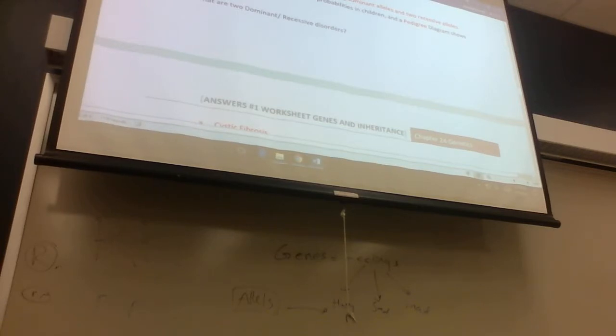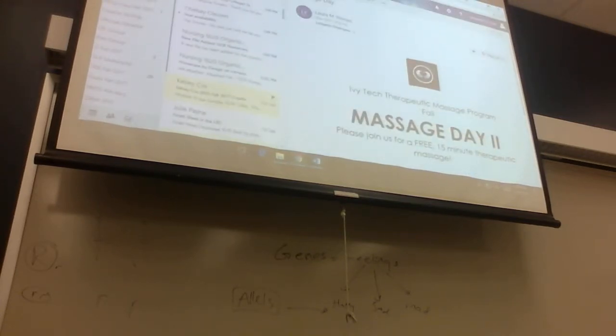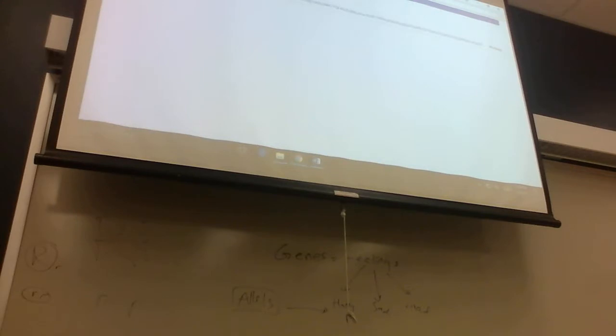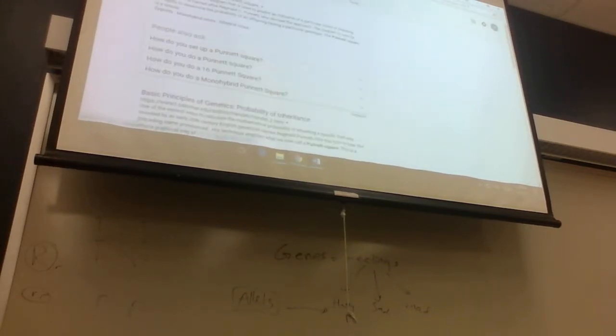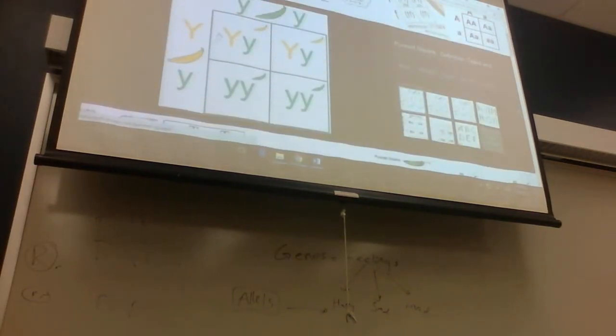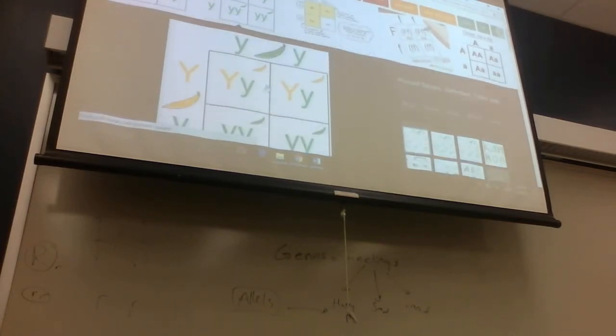A Punnett square predicts the genotype probabilities in children, and a pedigree shows past family relationships. So a Punnett square looks like this, and this is just the prediction. You have this yellow thing and this green thing, and how many different offspring are they going to show? So it predicts. You can kind of tell the future, this is your probability.